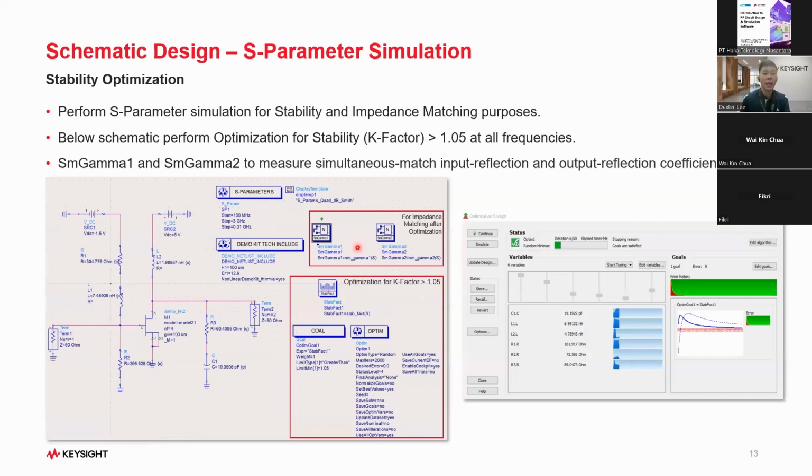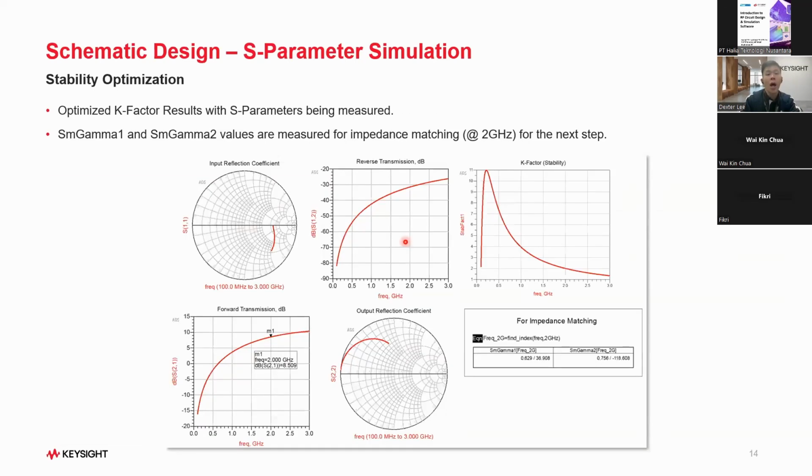So what I've done here is I've used these two components, which helps me to measure my simultaneous input reflection and also my output reflection coefficient. Why do I do that? Because I need to use these values to actually do impedance matching. Okay. So this slide here shows the results after my optimization for stability. I think you can see from this plot here, this is the K factor stability plot. Okay, so we make sure there's more than 1.